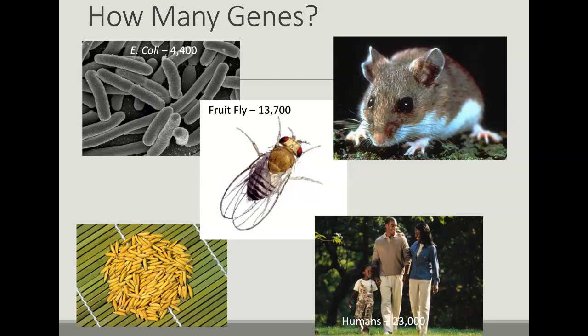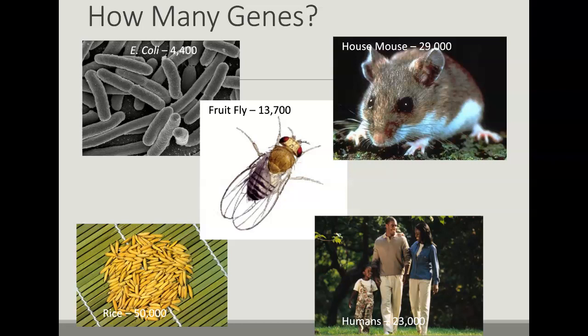Humans actually come in next. We have a little more than 23,000 genes. We're not nearly as complex as you would think. A house mouse has more genes than we do. They have almost 30,000 genes. And topping the scale here is a rice plant. A rice plant has 50,000 genes.